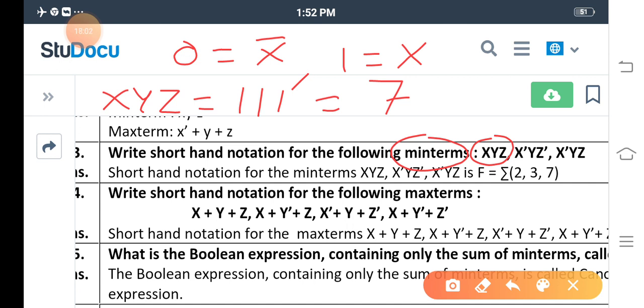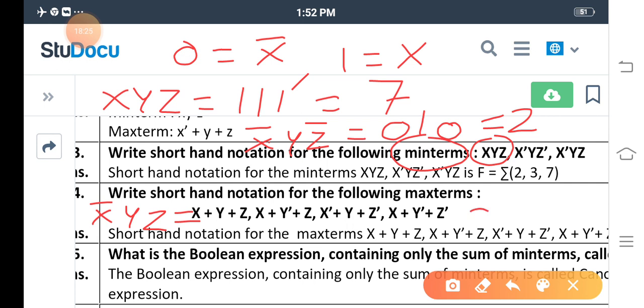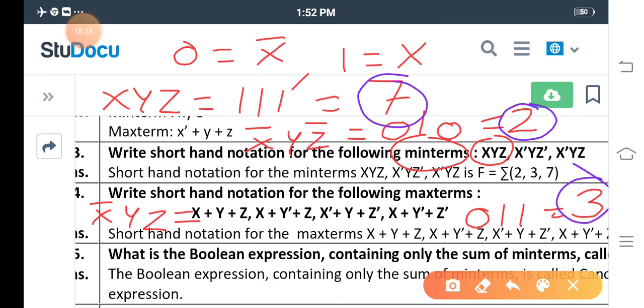Now next, I'm writing it here, x bar, y, z bar. So x bar, y, z bar means 0, 1, 0. It is equivalent to 2. 2 we got, 7 we got. Next is x bar, y, z. Let me write it here, x bar, y, z equivalent to 0, 1, 1. 0, 1, 1 is the binary equivalent of 3 in decimal. Okay. So we got 3 terms here, 2, 3, 7. These are the minterm designations.